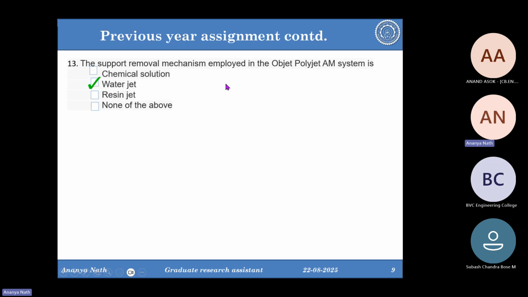So the support removal mechanism employed in Objet PolyJet AM system is water jet. Water jet is a process in which a high pressurized beam of water is provided to cut the part. There the heat affected zone will be very less, and it's a very precise cutting. And if the projection is not good, then it can destroy your part as well. But if you are using water jet, then you can smoothly remove the support.